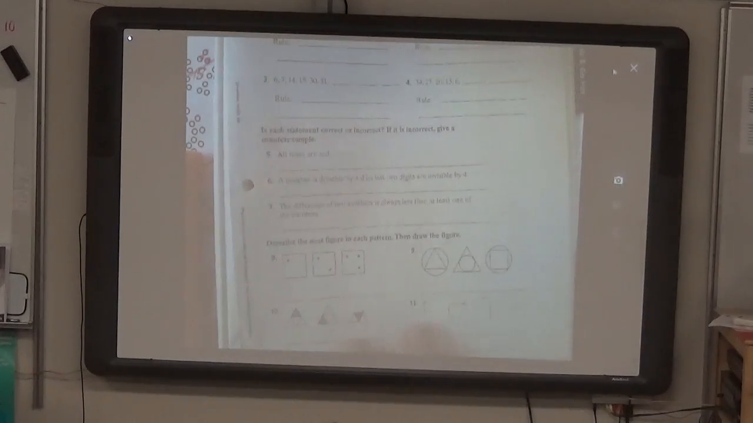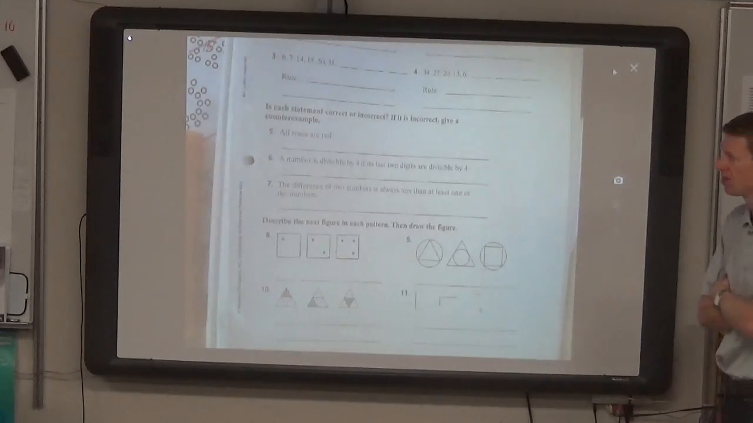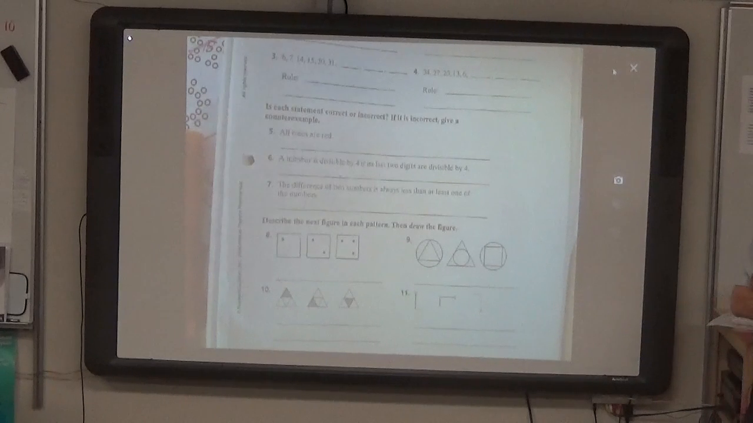How about number 7? The difference of two numbers is always less than at least one of the numbers. Wait, because you're subtracting. What if you're subtracting a negative though? So think of an example where you're subtracting a negative.